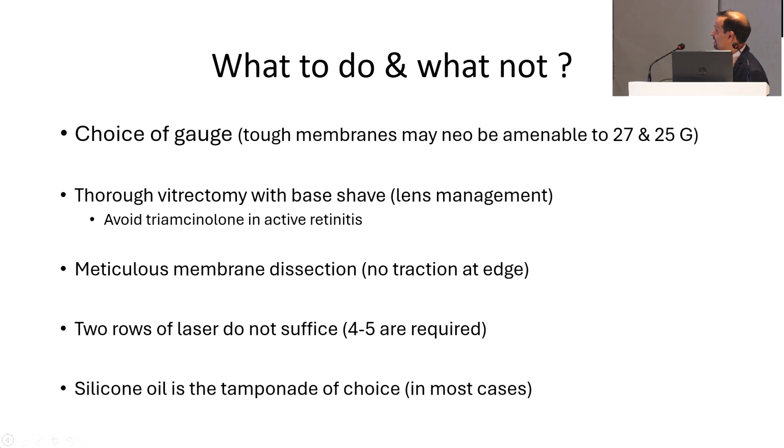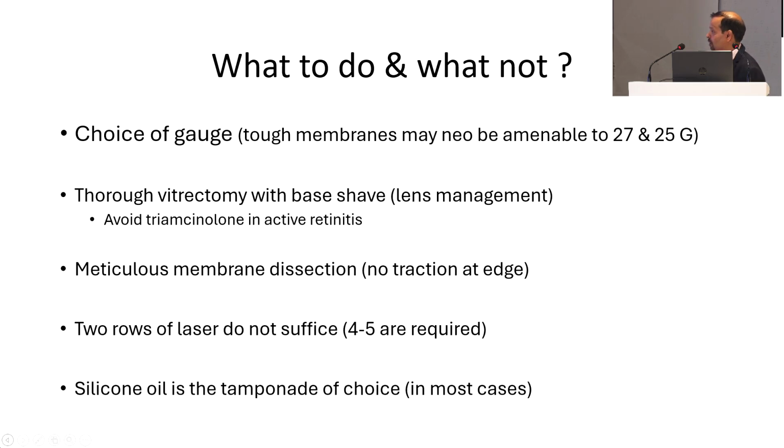You can use anything from 27 to 25 gauge. We prefer 25 gauge because there are many tough membranes which may not be amenable to 27 gauge. As Dr. Rohan mentioned, thorough vitrectomy is required, but if there is a lot of healed peripheral retina, you may not need to do anything to the lens. But if there is involvement of the peripheral retina, you need to do a base shave, then you will need to sacrifice the lens. If there is active retinitis, please avoid triamcinolone, as residual triamcinolone may affect the disease course.